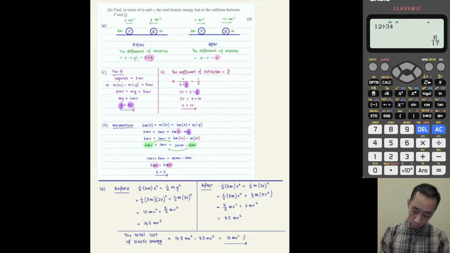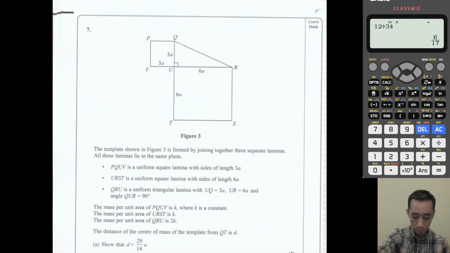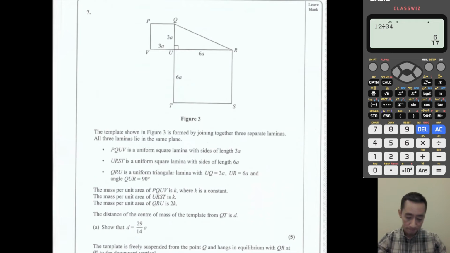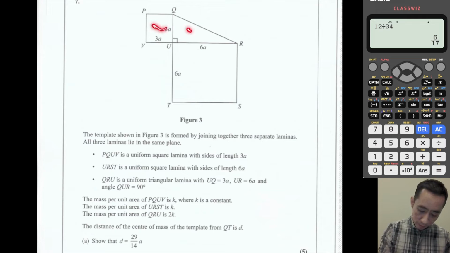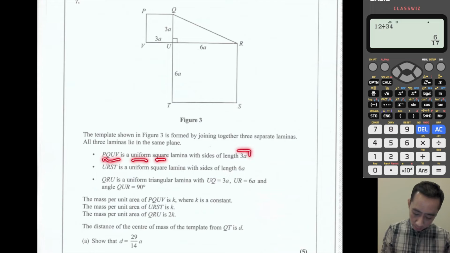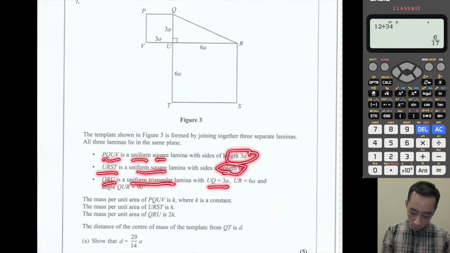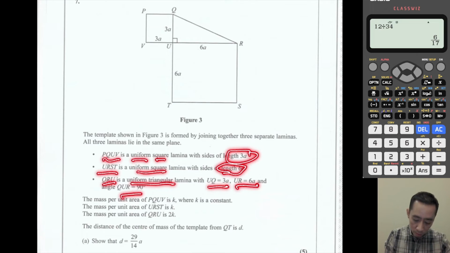So now proceed to question 7. Okay, let's start question 7. We are given the diagram. It's formed by 3 different shapes. PQUV, uniform square, length 3A. URST, uniform square, length 6A. QRU, uniform triangle, where UQ is 3A, UR is 6A, and the angle QUR is 90 degrees.